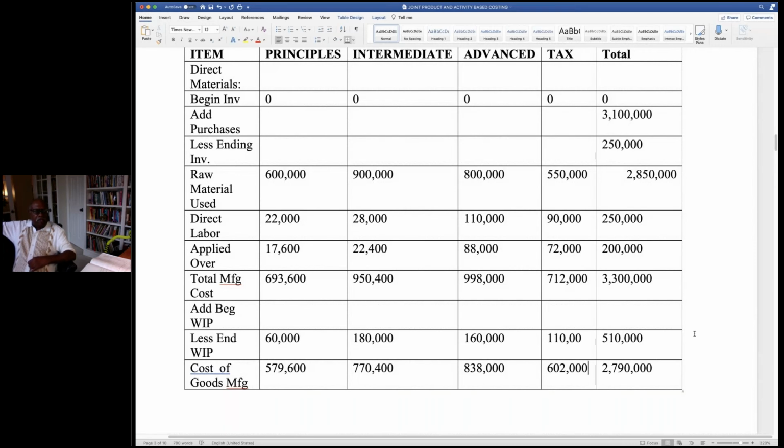So at some point, you go through and check your sub numbers to make sure raw materials used, direct labor, and applied manufacturing total to get to the 3,300,000. You added those across to get 3,300,000, correct? Right. Okay, so then you have to make sure all the sub numbers 693, 600, 950, 998, and 712 are correct. But we'll go with the 2,790,000.